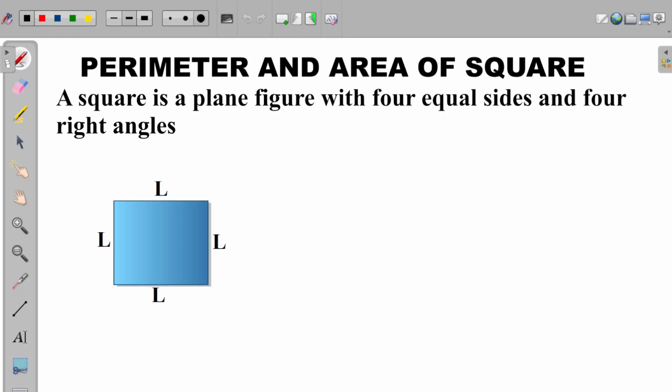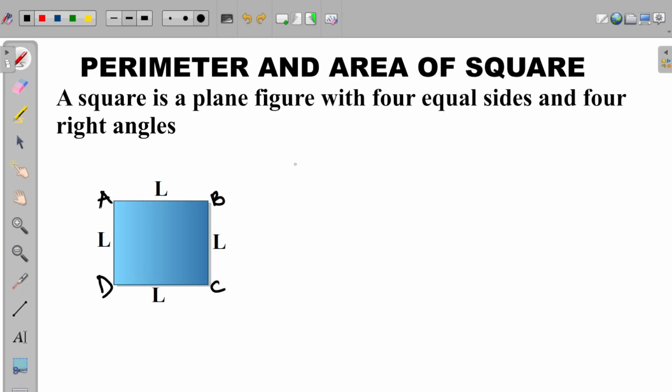A square is a plane figure with 4 equal sides and 4 right angles. So here is a square. The square has 4 equal sides, which are A, B, C, and D. And each of these sides is known as the length of the square.